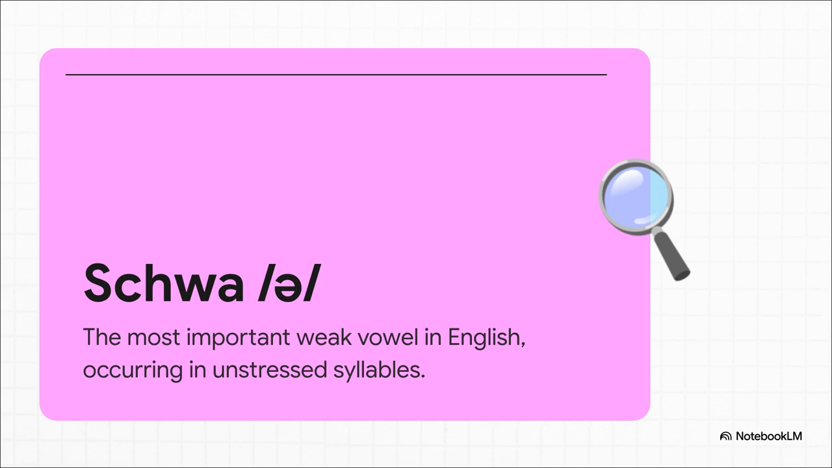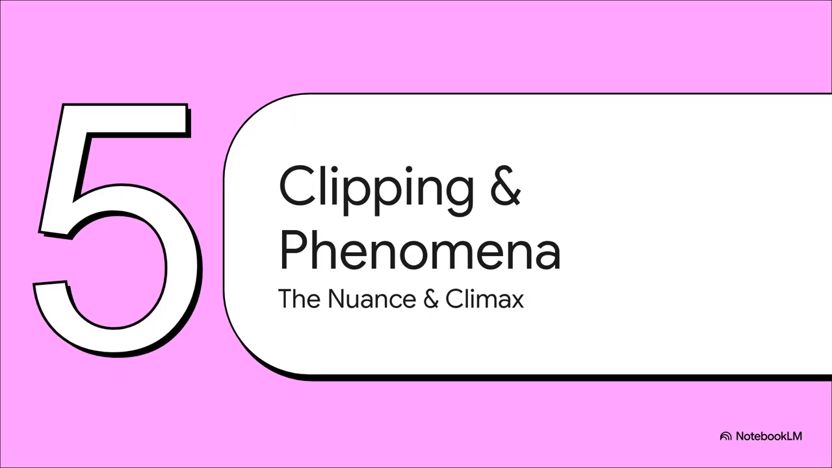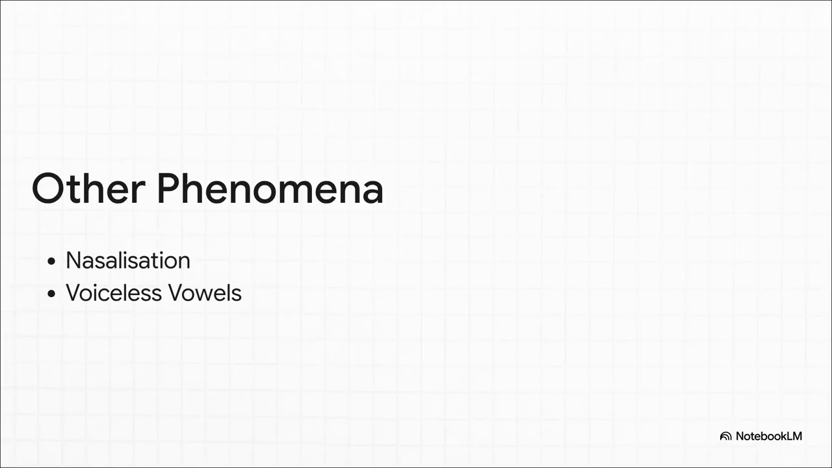Understanding this weak reduction is the absolute key to mastering English rhythm, mostly because English unstressed syllables are frequently reduced to this exact lazy little sound. Section 5. Clipping and Other Phenomena, the Nuancing Climax. We're building to the climax of this explainer now, because these highly specific linguistic phenomena are prime targets for your exam. First, let's quickly run through 2 minor ones.